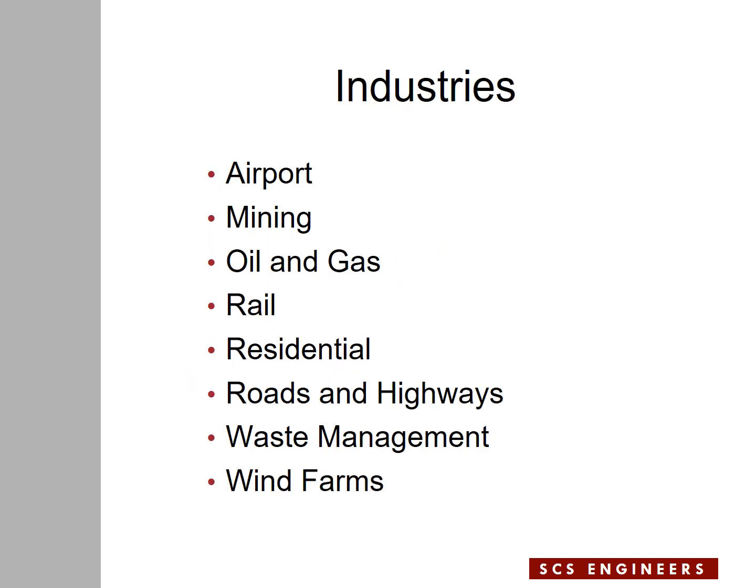Many different industries use Geogrid in their structures. A number of them are stated here: airport, mining, oil and gas, rail, residential, roads and highways, waste management, and wind farms. And there are many cases under each one of these industries where the Geogrid was required to strengthen the system that was under construction. There are many other industries also using Geogrid for one reason or another, which are not listed here.